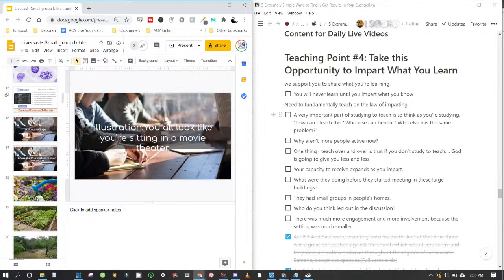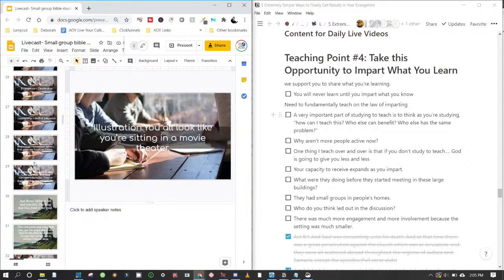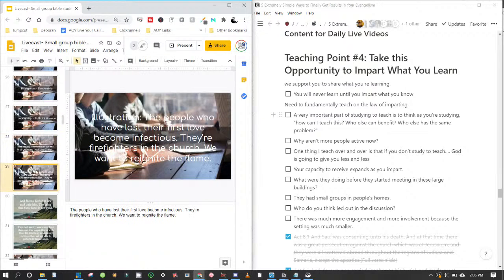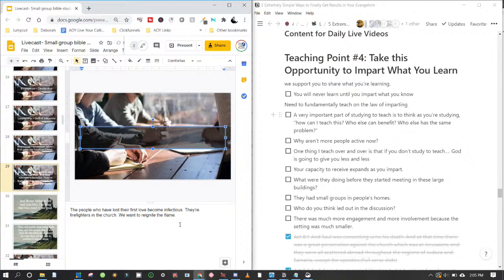And then the ones that are talking about giving our heart to Christ and reigniting. There are firefighters in the church. We want to reignite the flame. Whoa, that was a big Control-Shift-B.